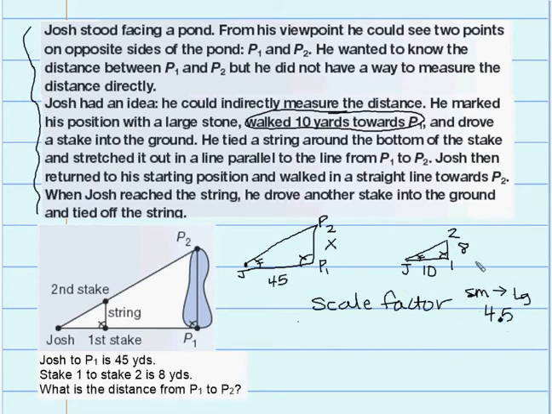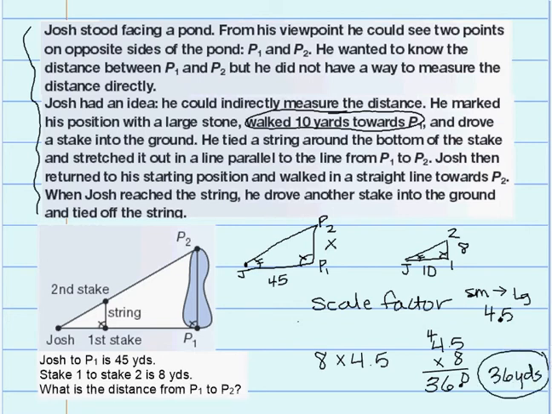And so I can multiply my side length of 8 times 4.5 and get my length of, let's see, I have to write it like this to multiply, 40, 32, 36 decimal. So it'd be 36 yards. Now is it exactly? No. It's a rough estimate, but it should be close. So the distance across the pond is approximately 36 yards.